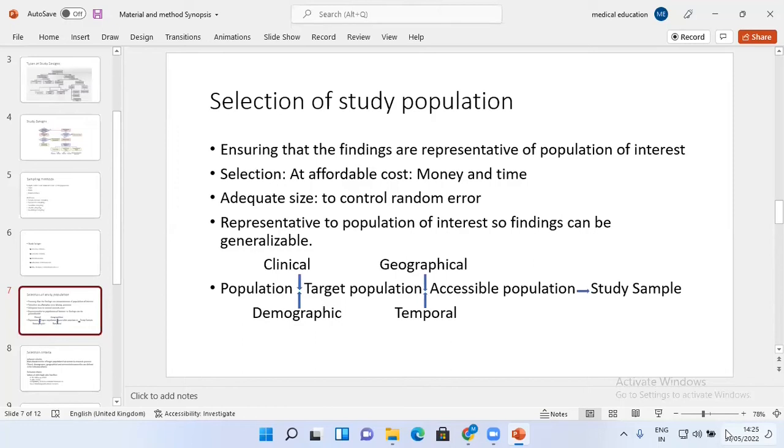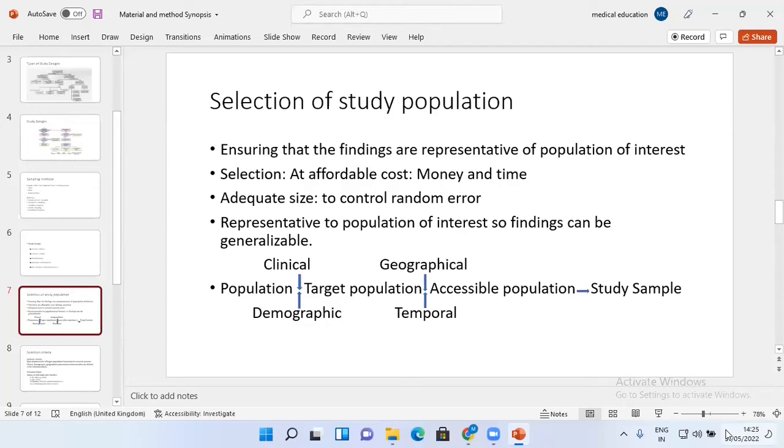Again, if I give you an example from pathology, and you are going to do a study on immunohistochemical markers, if you have to spend for the marker, it is not possible to do that particular marker on all the samples. So you have to select the cases on which you are going to perform IHC. That should be covered in your selection criteria. The adequate size should be decided to control the random error of selection.